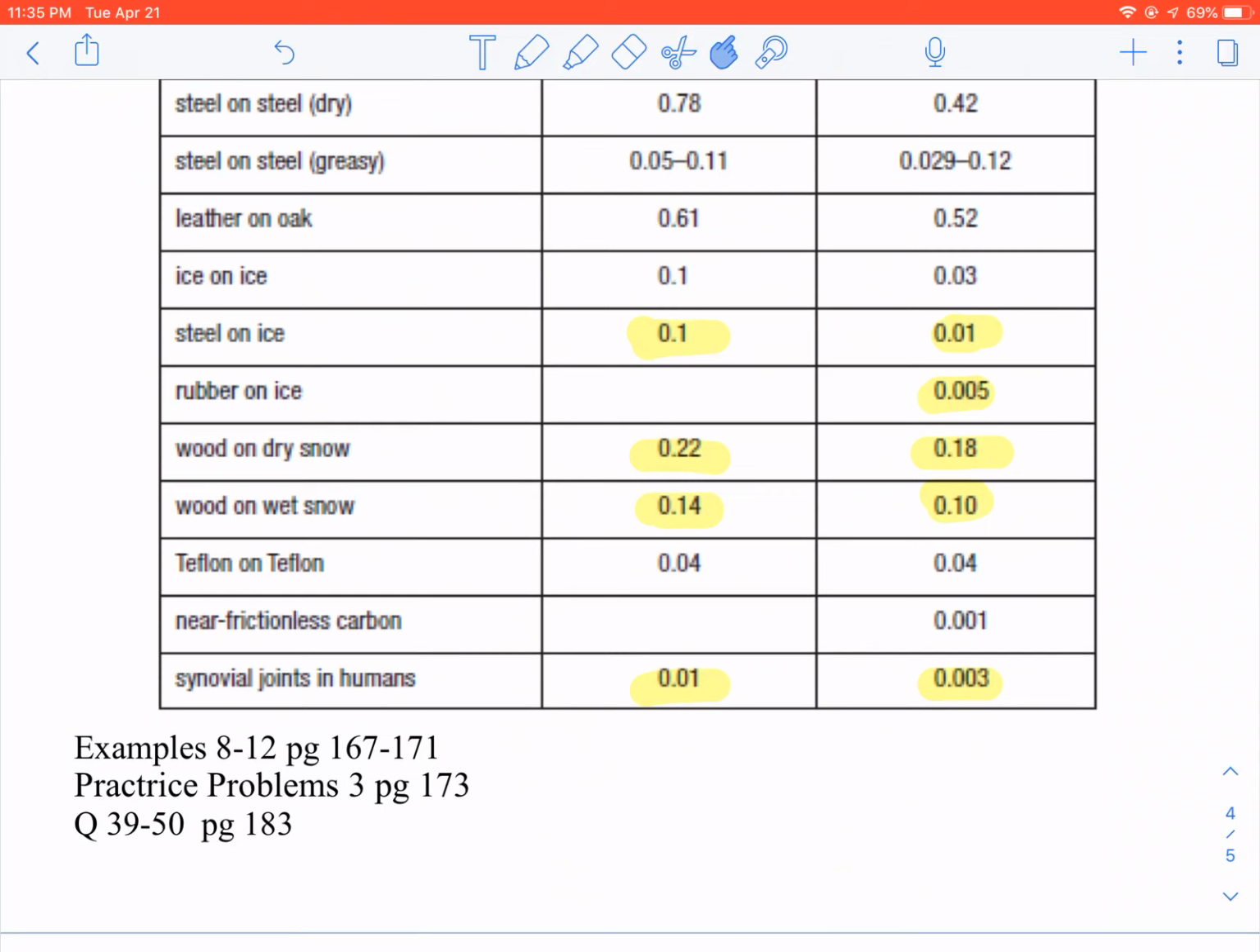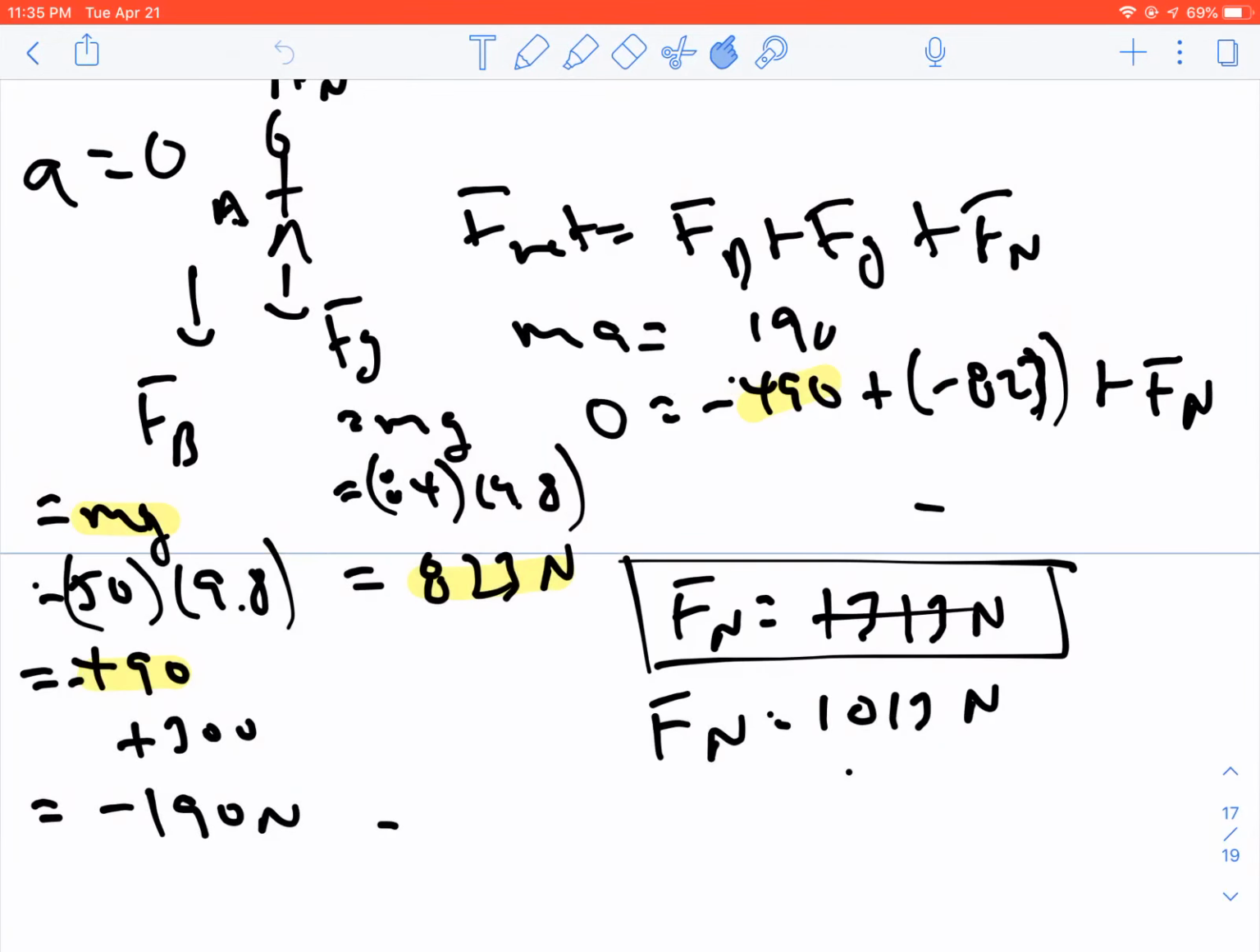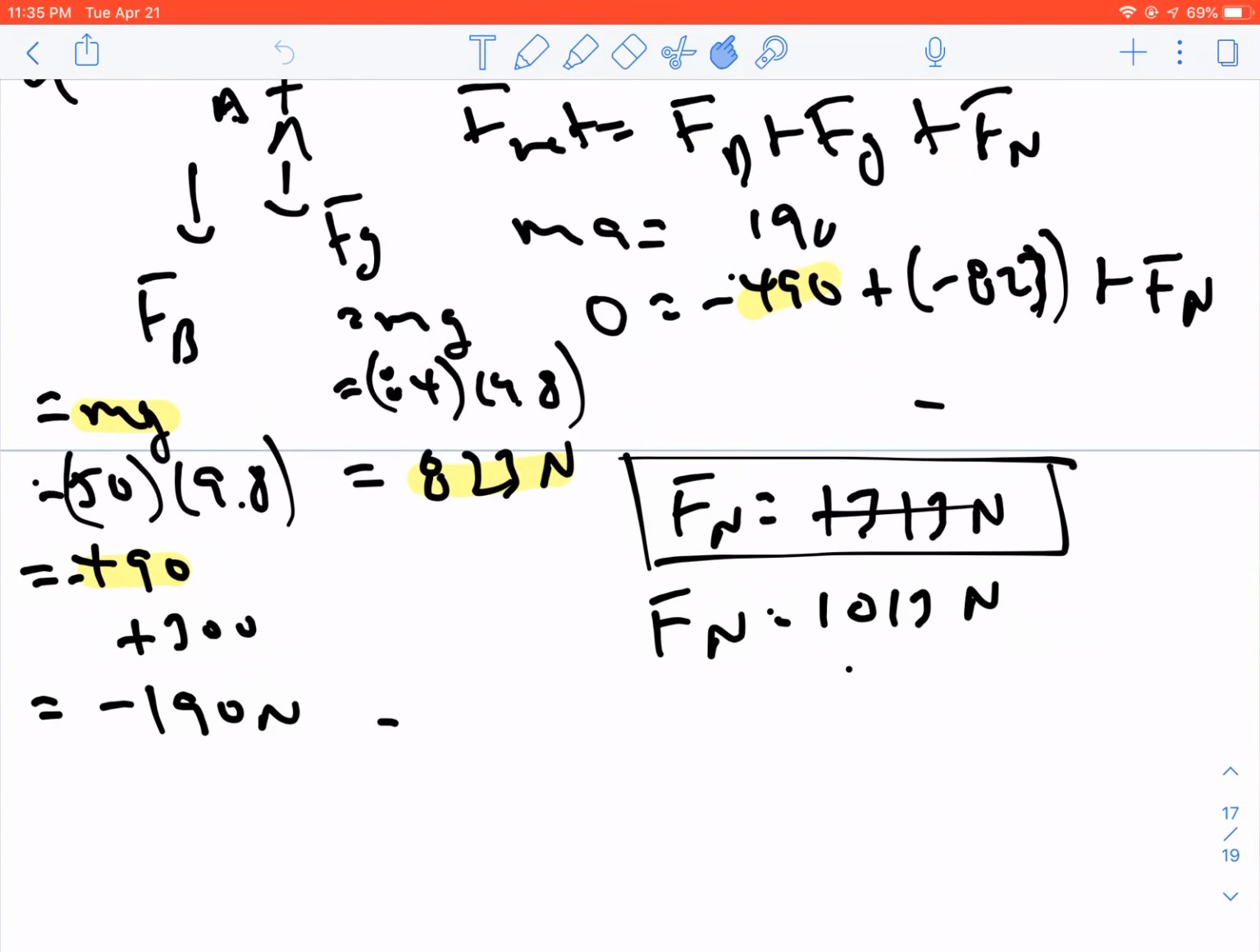Now, if we look at the samples here, 8 to 12, there's a whole bunch of samples. I want to take some time and go through these, because I think you'll find as you go through these, friction is actually pretty straightforward for the most part. Okay, so let's look at question 8, sample 8.